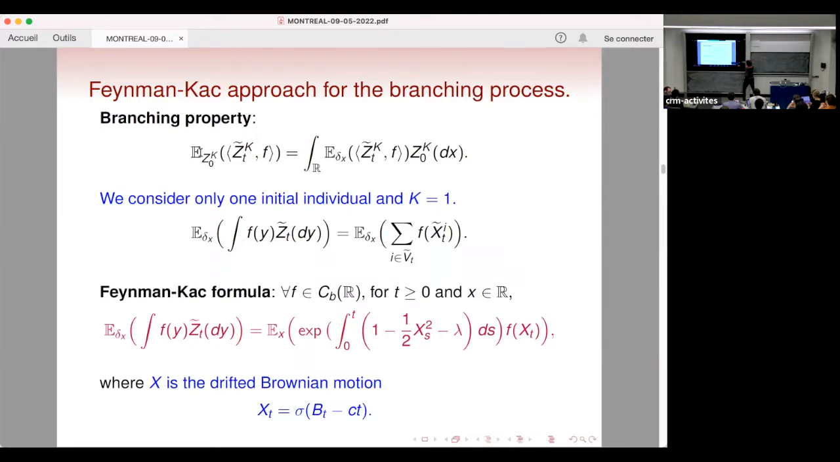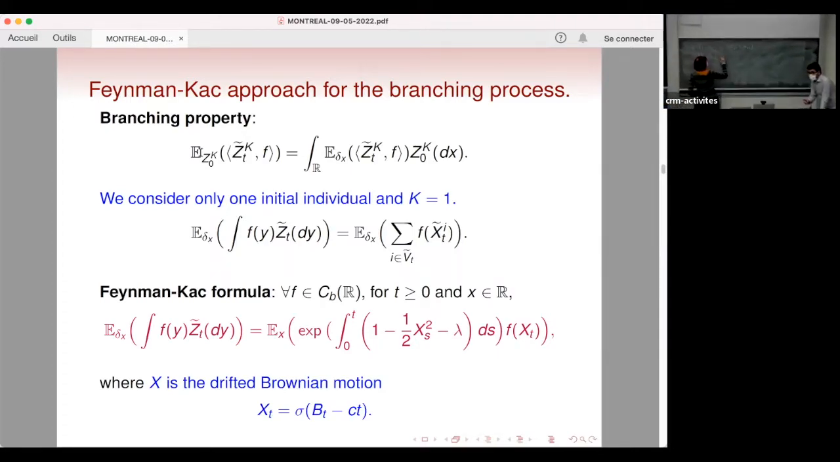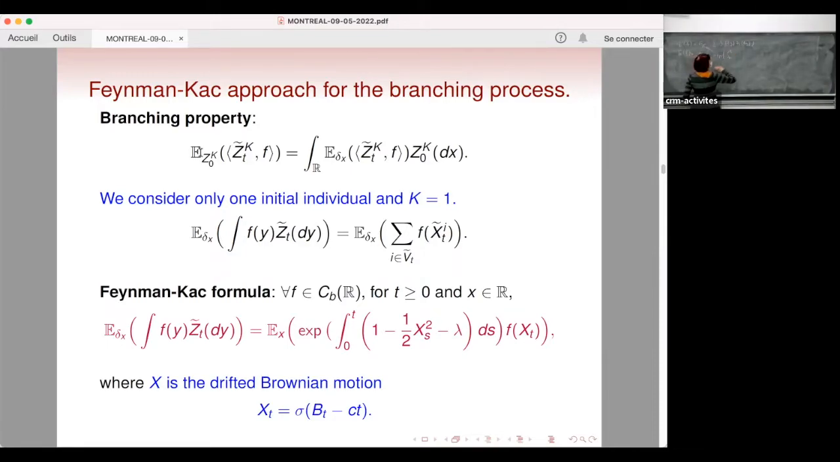define. You have two measures here. You have a first measure which is defined by a family of measures, mu t, indexed by t, which is mu t f is equal to the expectation starting from Dirac on x of the integral of f(y) Z tilde t of dy. And the second measure is the expectation of the exponential of the integral from 0 to t of 1 minus x squared over 2 minus lambda ds times f of t.